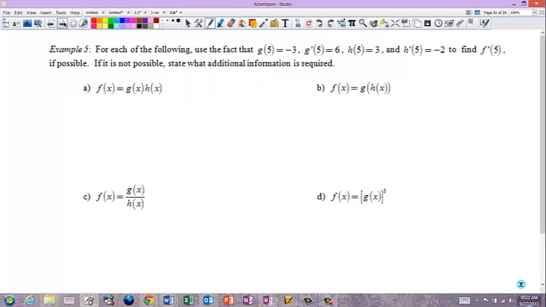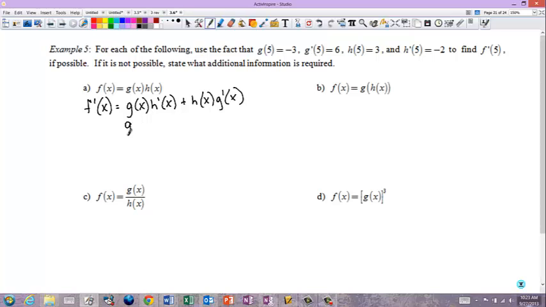And example 5, for each of the following, use the fact that g of 5 equals negative 3, g prime of 5 equals 6, h of 5 equals 3, h prime of 5 equals negative 2 to find f prime of 5, if it is possible. If not possible, state what additional information is required. So the first thing I want to do is take my derivative just in terms of x. This is a product rule. 1 d2 plus 2 d1.